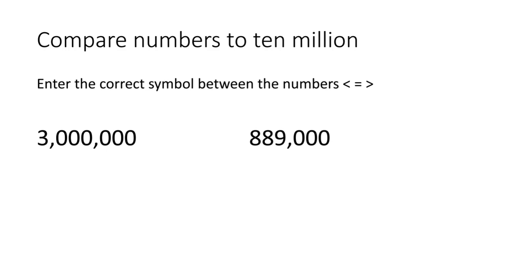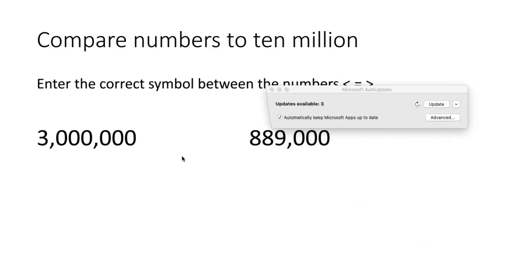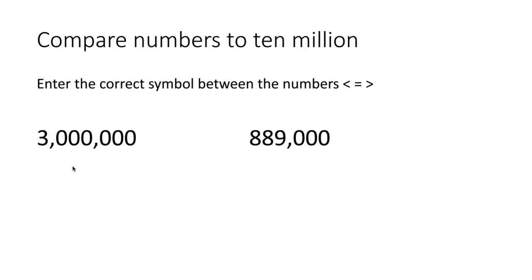Okay, our next example. 3 million, and this is 889,000. So what symbol are we going to put in between them? This one has millions, whereas this one doesn't have any millions. So 3 million must be bigger than 889,000. Enter our symbol. 3 million is greater than 889,000.